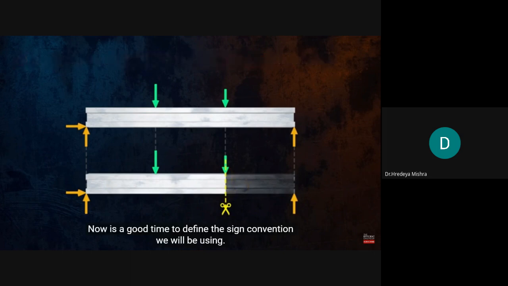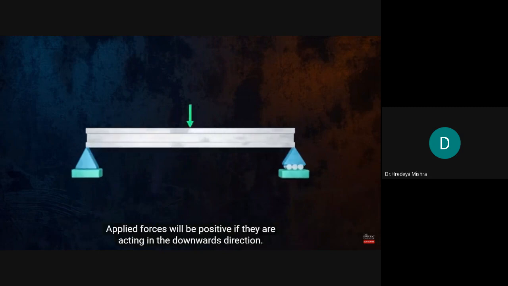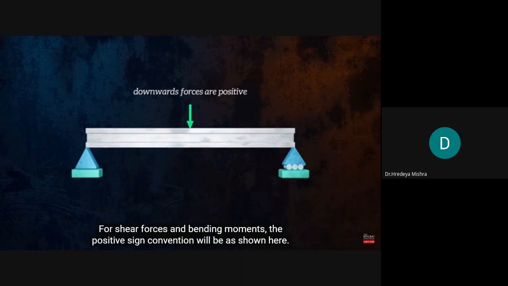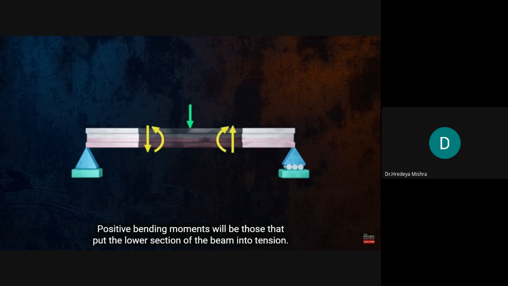Now is a good time to define the sign convention we will be using. Applied forces will be positive if they are acting in the downwards direction. For shear forces and bending moments, the positive sign convention will be as shown here. If the beam is on the left side of our cut, shear forces pointing downwards will be positive. If the beam is on the right side of our cut, shear forces pointing upwards will be positive. Positive bending moments will be those that put the lower section of the beam into tension.